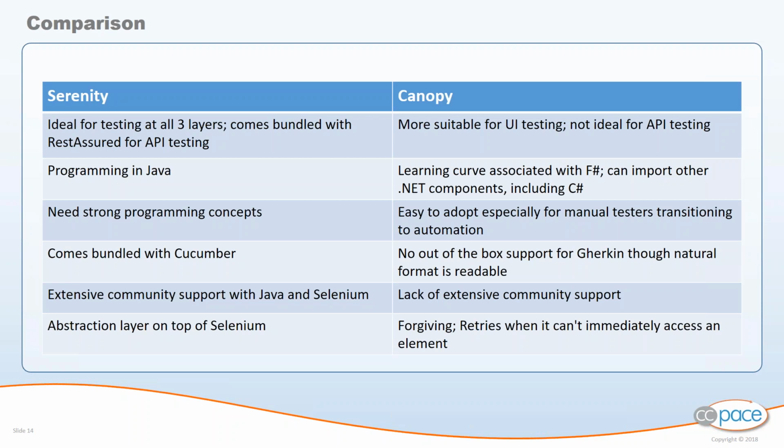And lastly, Canopy is very forgiving. If it can't find a UI element immediately due to, say, slowness on the site, it will retry automatically. And most of the time, you can simply use a button's text value as its identifier rather than trying to figure out the exact CSS selector. So it's a little easier to use those identifiers rather than looking at complex CSS selectors.